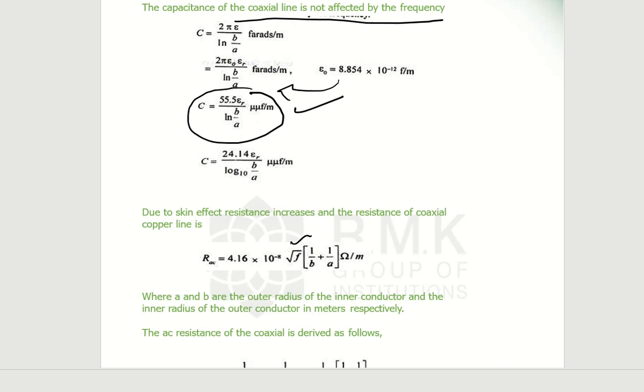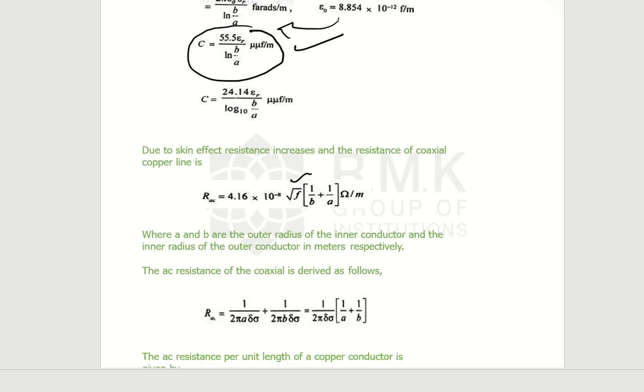The AC resistance of the coaxial line is derived as follows. R AC is equal to 1 by 2 pi a delta sigma plus 1 by 2 pi b delta sigma, equal to 1 by 2 pi delta sigma into (1 by a plus 1 by b).